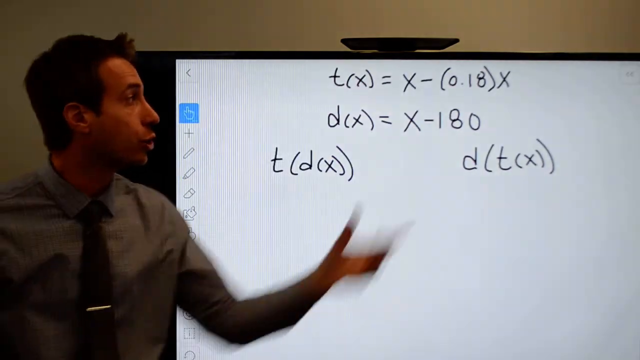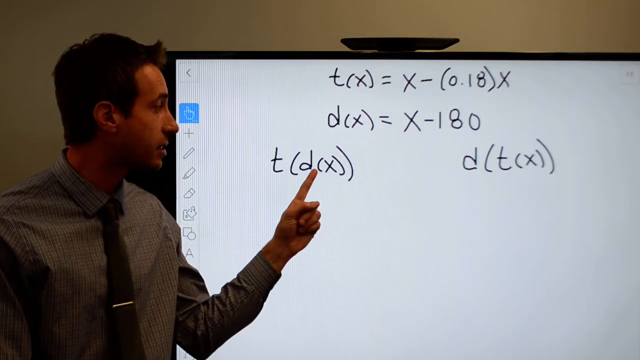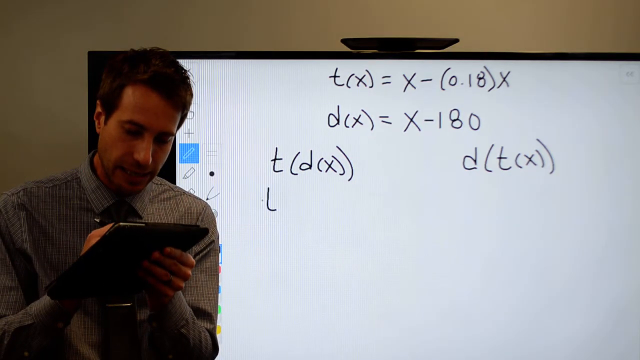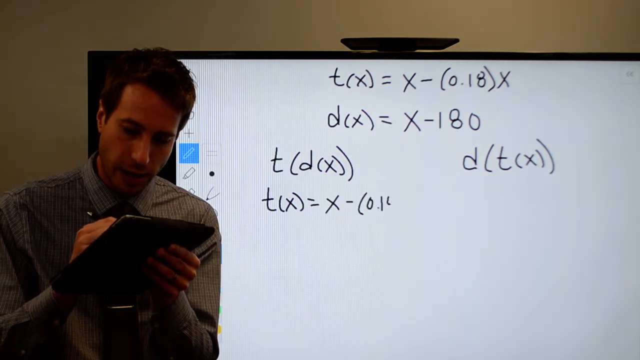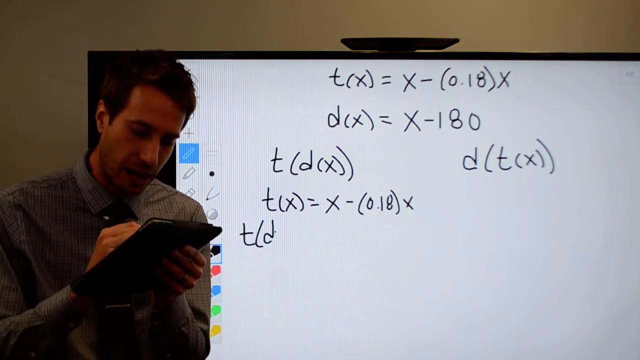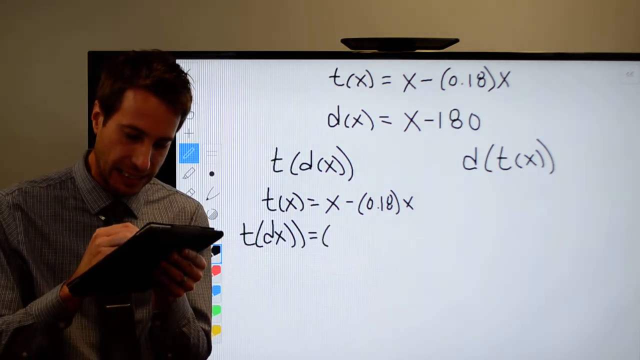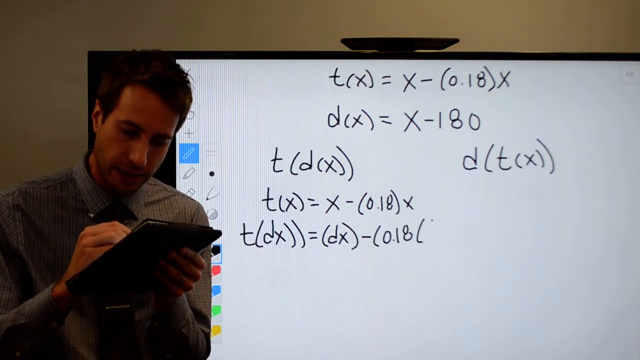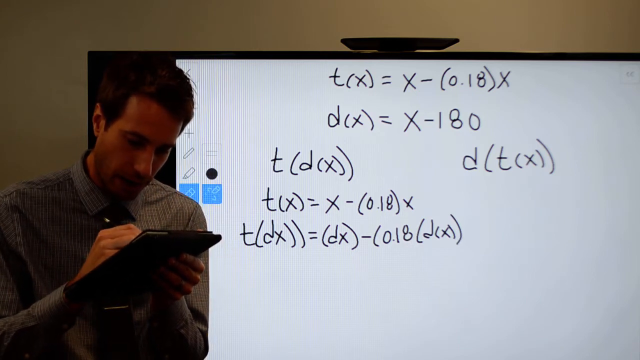I've written my two equations, right? And here we go. I want to plug D of X into T. So I need to start with T. My T of X is equal to X minus 0.18x. I'm now going to plug D of X into that, right? So it's going to be D of X minus 0.18 D of X. Sorry, I forgot. I apologize. Hold up. I forgot my parentheses.